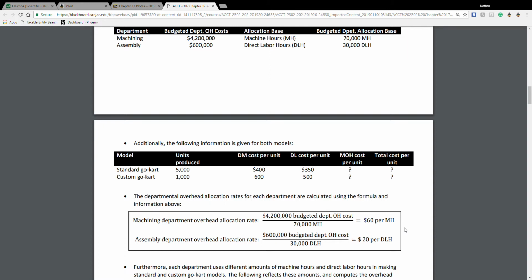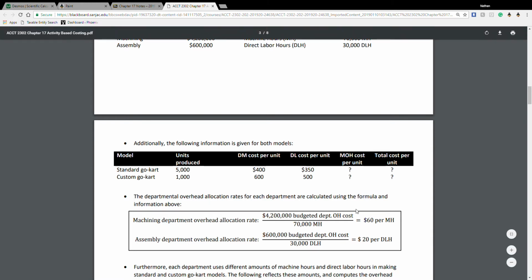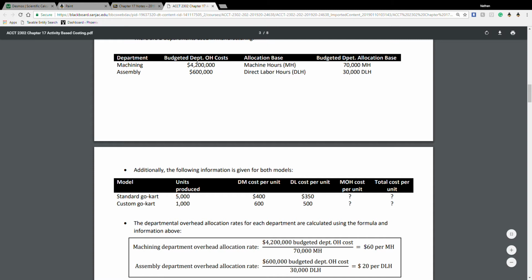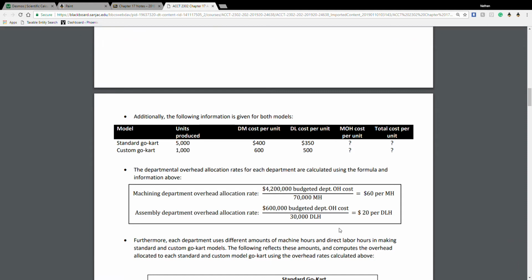So the department overhead allocation rates using our formula end up being like this. You basically take the budget and divide it by its machine hours or its allocation hours. All this information has been provided for us, which is awesome. We love that. Always love it when information is given to us, because in real life we actually have to find this. But right now we find out that our budget, 4,200,000, divided by those 70,000 machine hours, equals about $60 per machine hour used. The assembly department takes 600,000 budgeted and divides by the 30,000 direct labor hours, and it's $20 per direct labor hour. Okay, so that gives us something.